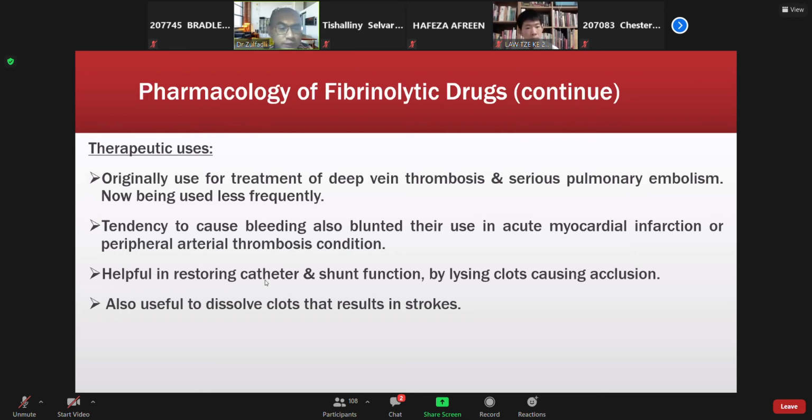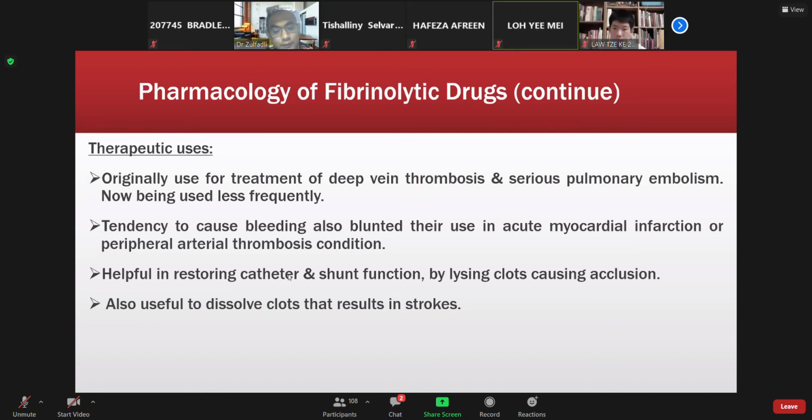They are helpful in restoring catheter and shunt function by lysing the clots causing occlusion. Usually, if the patient has a long-term catheter staying in the body, this drug is useful to lyse the clot at that particular area.